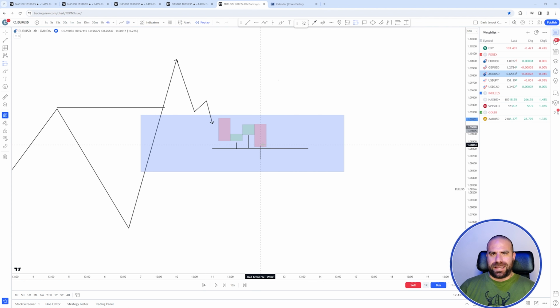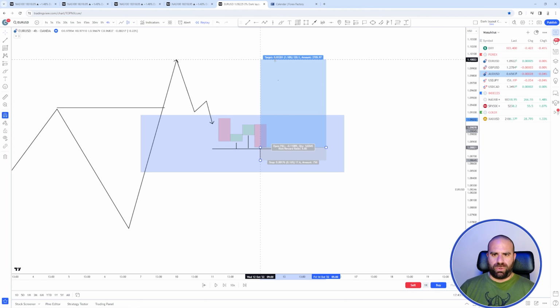You can indeed identify from this 4-hour time frame that these right here were your equal lows, that the manipulation has happened exactly right here, and you can say now that I am willing to take a trade here with a stop loss right below this low, and I'm willing to target whatever I want to target.